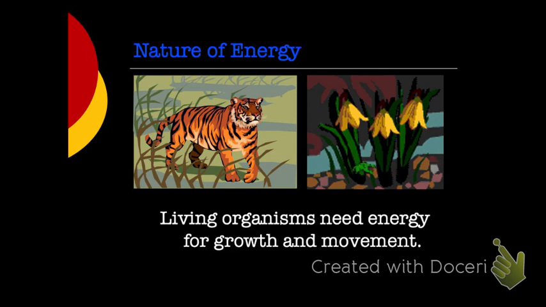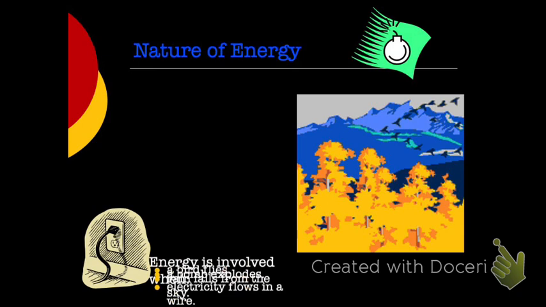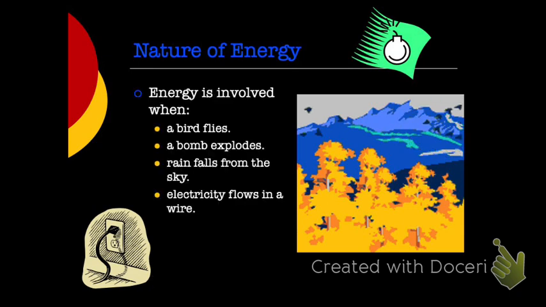But it doesn't mean that the sun is our only form of energy, right? It helps things stem and helps things grow, but it's not a form of energy, okay? Anytime we see all of these things happen, a bird, a bomb, rain, electricity, all of these different things are examples of energy, okay?